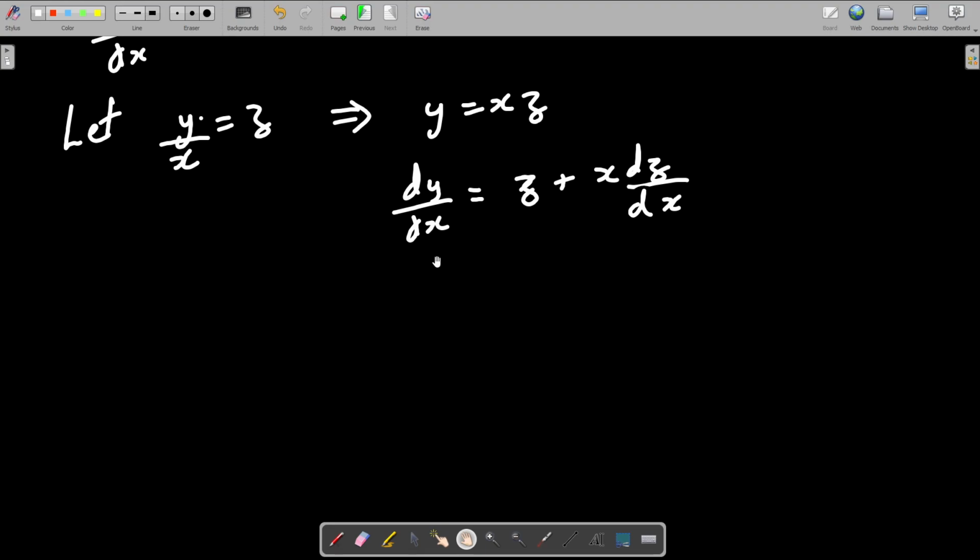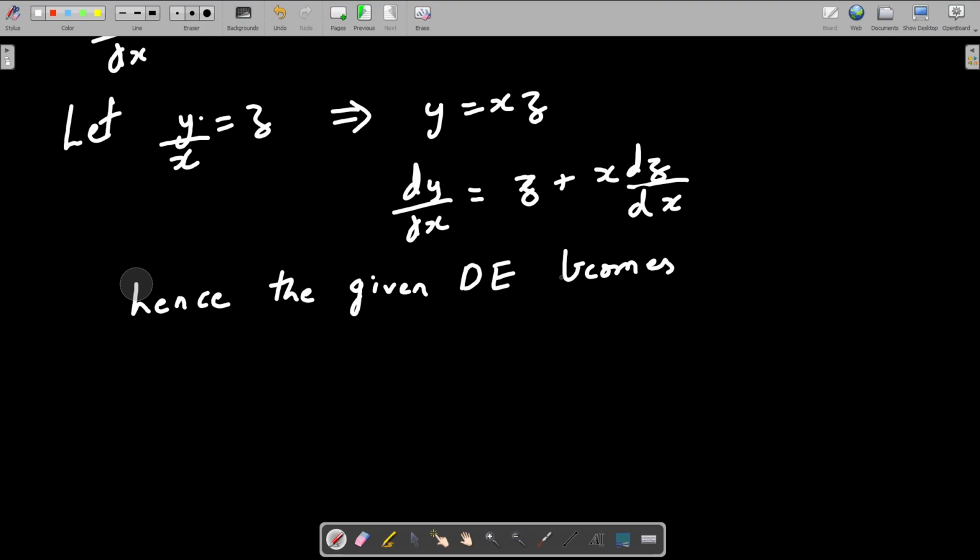Okay. So here we have this. So now hence the given differential equation becomes z plus x dz by dx is going to become 2 minus 6z.